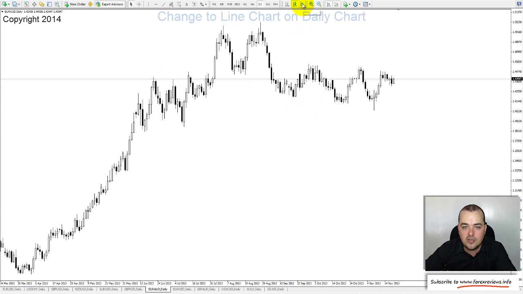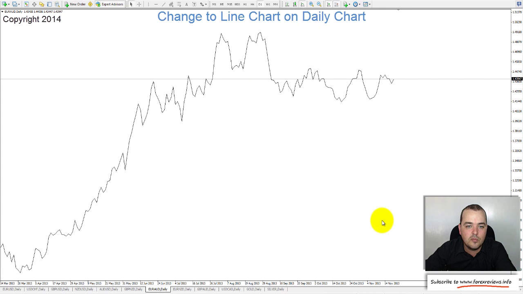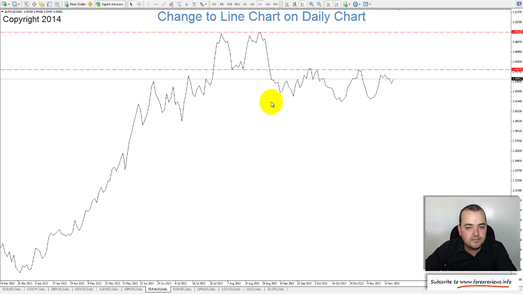Let's change it. Let's put on the line chart. Now let's look for multiple taps. Okay, so we have multiple taps here. Bing, bing, bing, bing, bing, bing. Oh, okay. 2 taps.